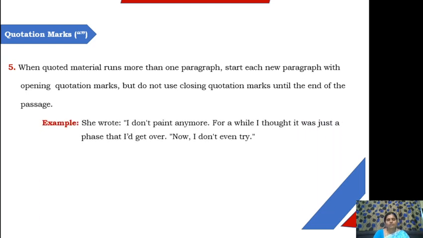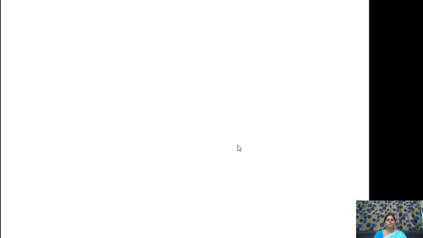She wrote, "I don't paint anymore. For a while, I thought it was just a phase that I would get over. Now I do not even try." Here you can see that this is a part, and it ends here, and this is the next paragraph where we also started the quotations. At the end of the passage only did we close the quotation mark.